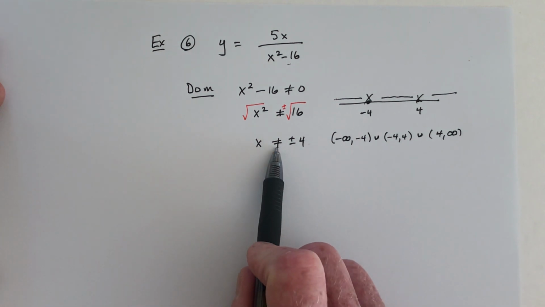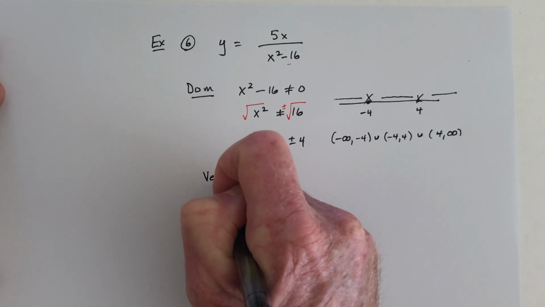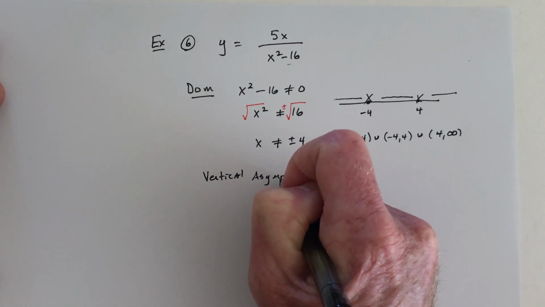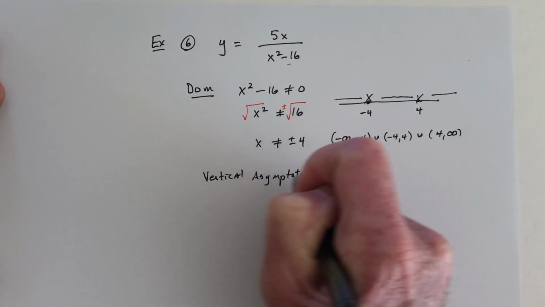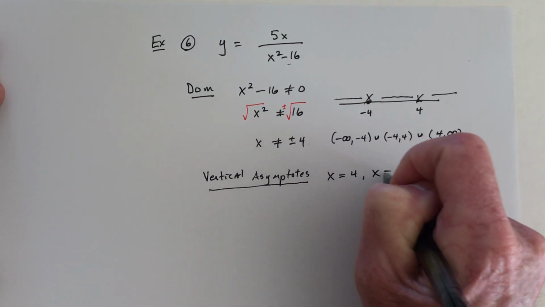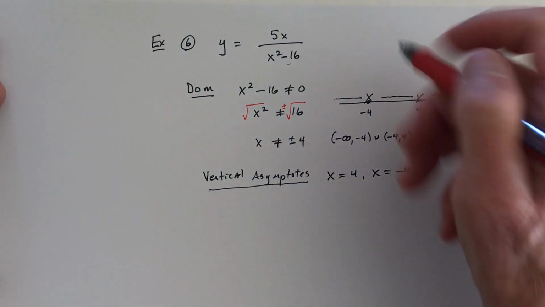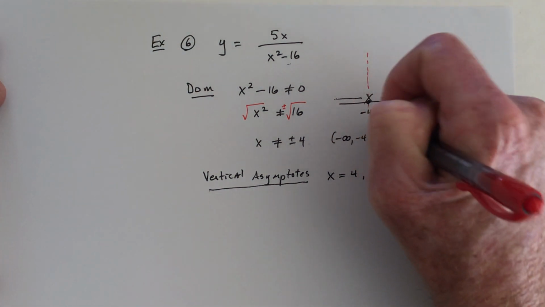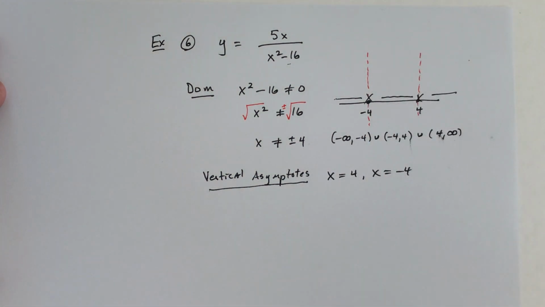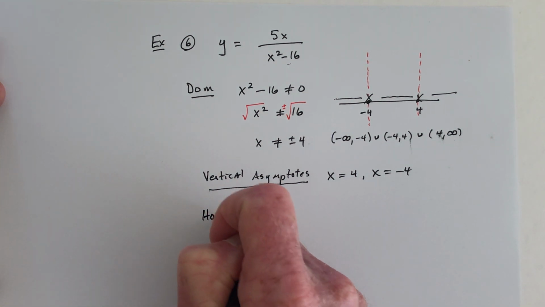That also means there's going to be vertical asymptotes at x equals 4 and x equals negative 4. So basically that means there's going to be a dotted line in the graph here and a dotted line on my sketch. And then what about horizontal asymptotes?